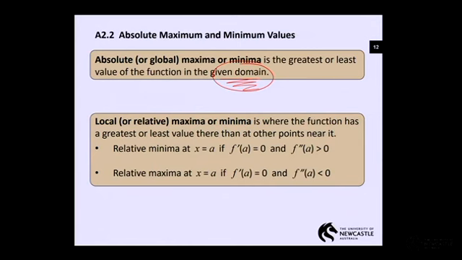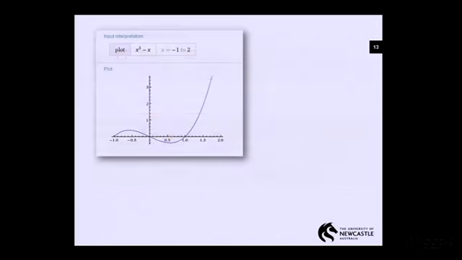So basically you can have a local maximum or a local minimum where the function has a greatest or least value there than at any other points near it. So we're about to see these two words put in action. Now, this particular one is just a plot. It's not in your books at all.